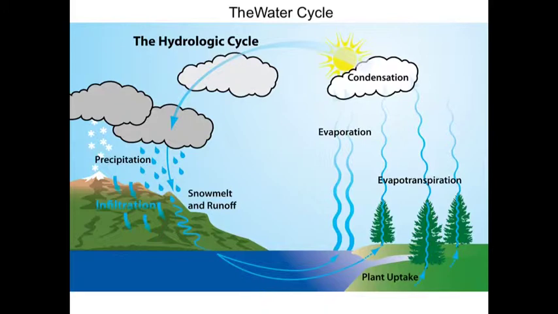Well, in evaporation, water evaporates in the sky. And condensation is when water molecules come together to form a cloud. And precipitation is when water precipitates to the ground. Also, runoff is when water flows into a lake or river.